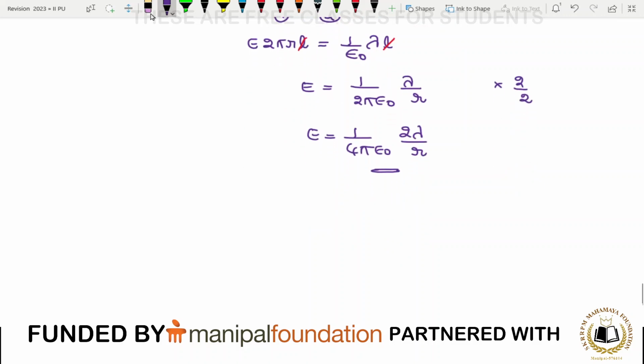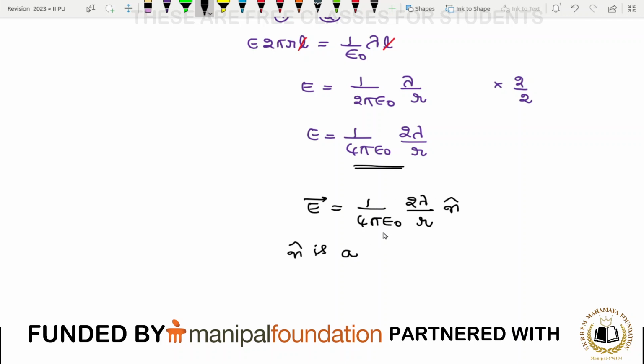If you want to write it in vector form, you can write E vector is equal to 1 by 4 pi epsilon naught, 2 lambda divided by r, into n cap or r cap. So what is that n cap? N cap is a radial unit vector. Okay, this is the derivation. We can go through this entire derivation once again.